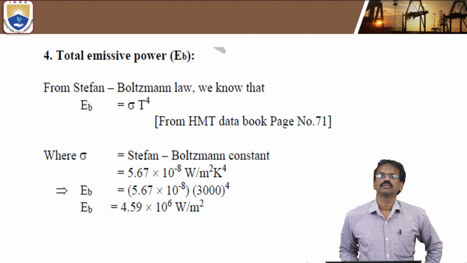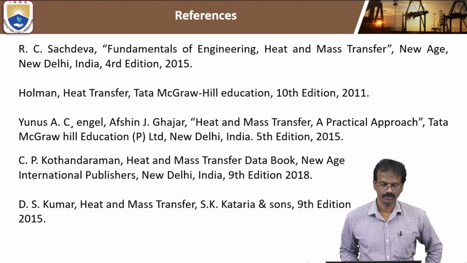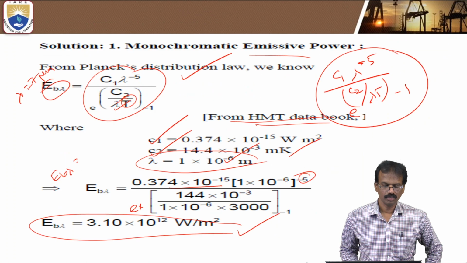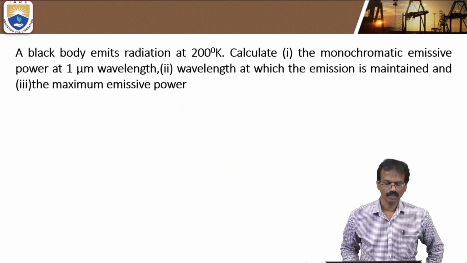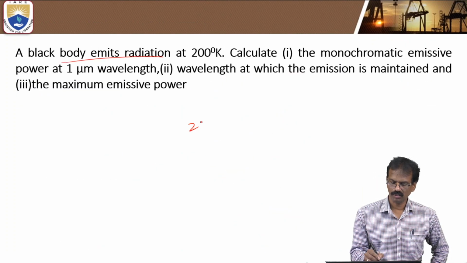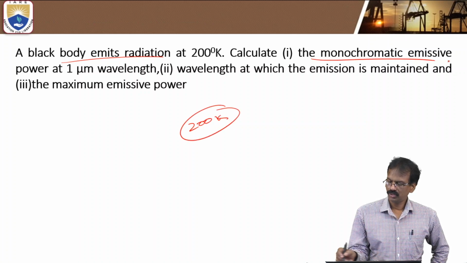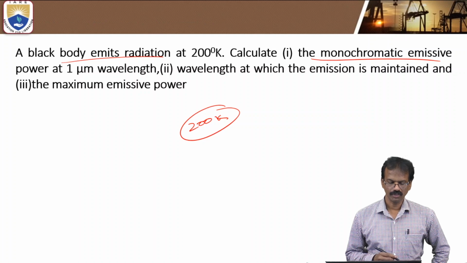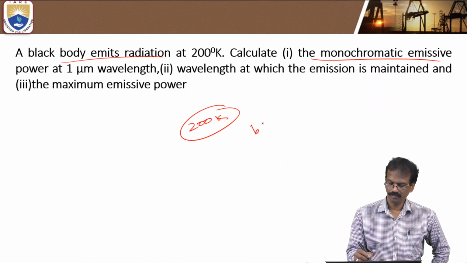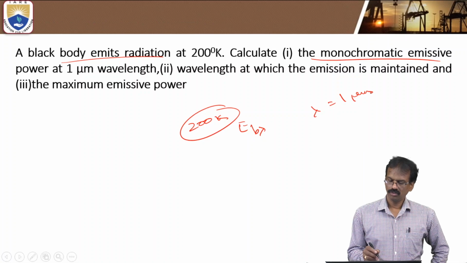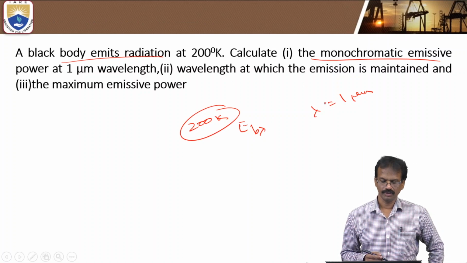So this one is already solved. One more numerical is also there. We can see that one also. A black body emits at 2000 Kelvin. First we have to find out the monochromatic emissive power E_b lambda at lambda equal to 1 micron. Next, the wavelength at which emission is maximum, so lambda max you can also find out.